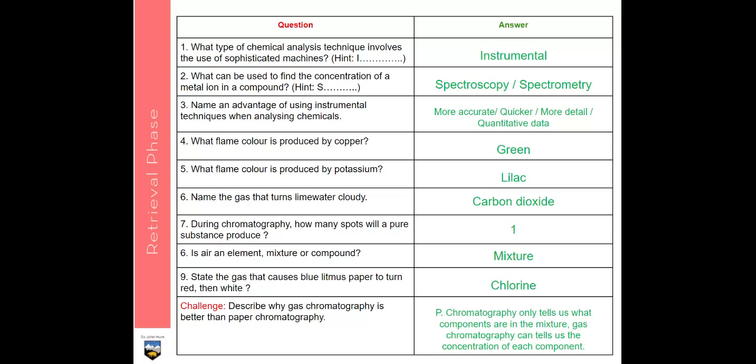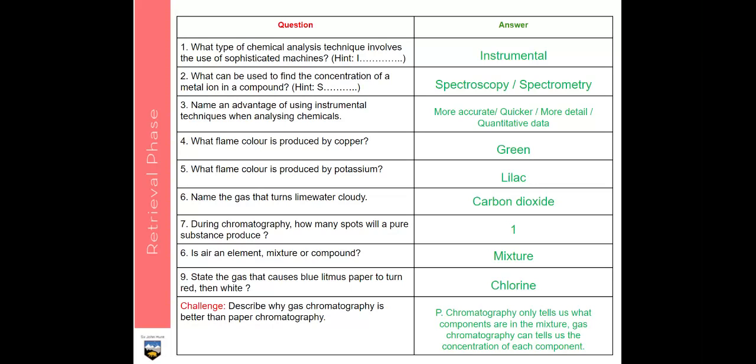Number 1, techniques used in chemical analysis that use sophisticated machines are instrumental. Number 2, we use spectroscopy to find the concentration of metal ions in a compound. Number 3, the reason we use instrumental techniques is because they're more accurate, they're quicker, they're more detailed, and they can also give us quantitative data, numerical data.